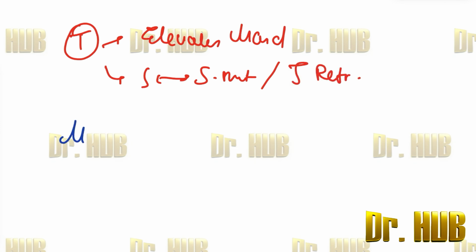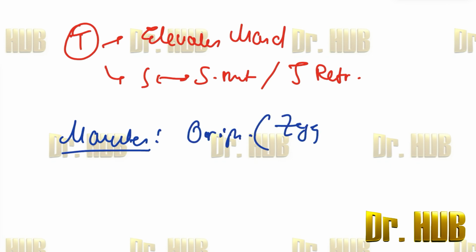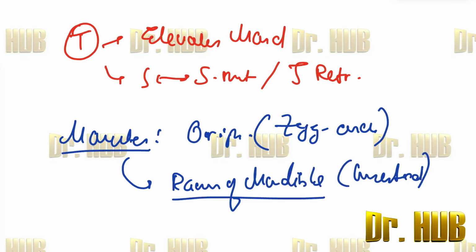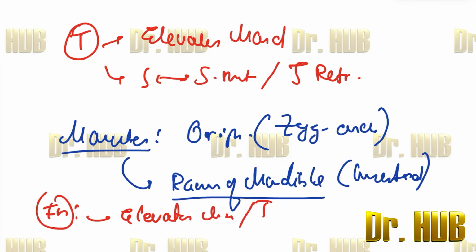Lastly, we look at the masseter. For the masseter, the origin is the zygomatic arch, and it is inserted in the ramus of mandible. Next, what are the functions? The functions of the masseter include elevating the mandible, as well as jaw protrusion.